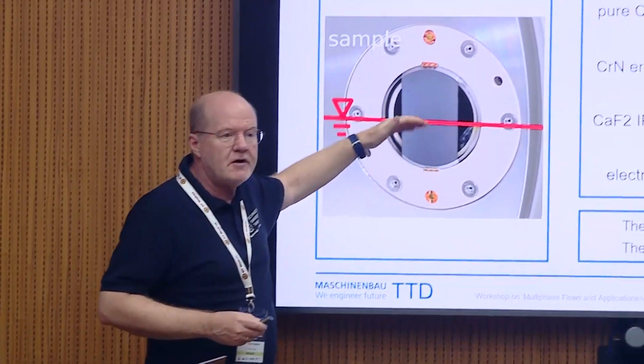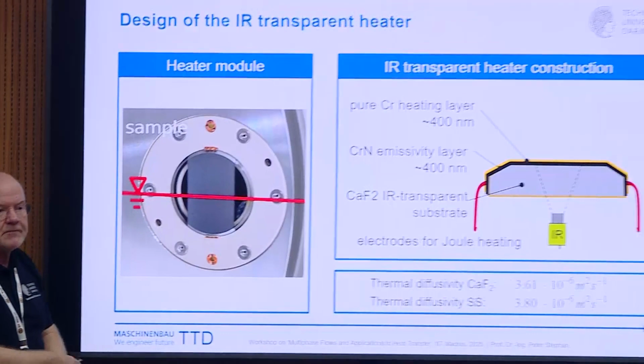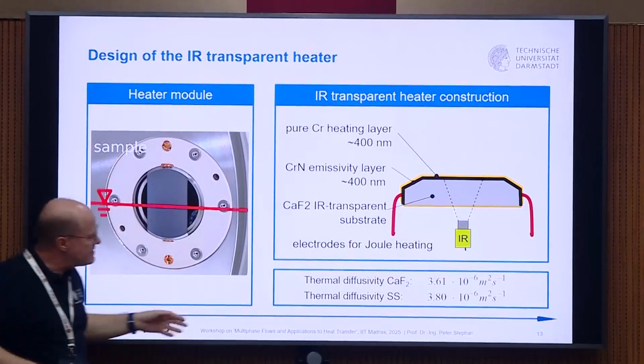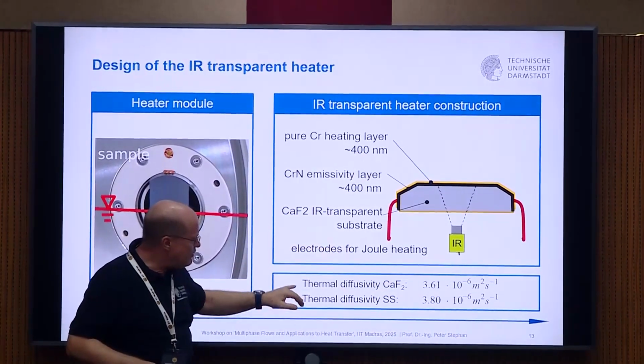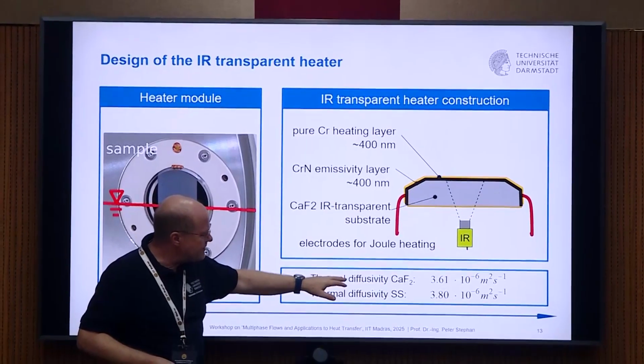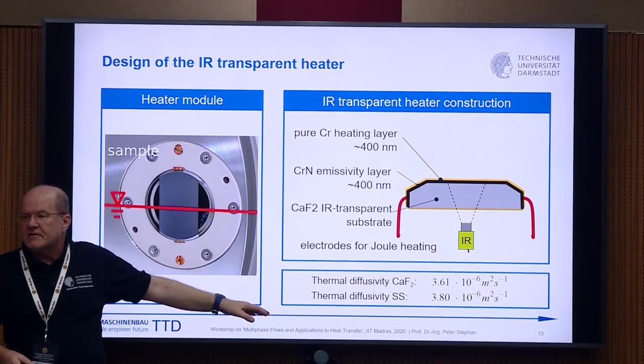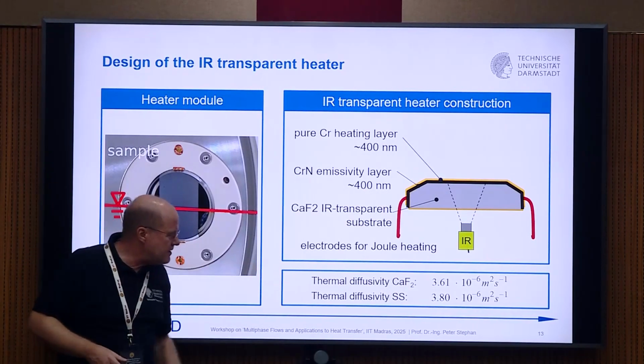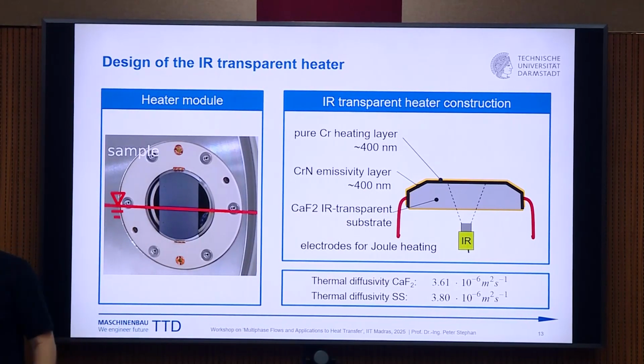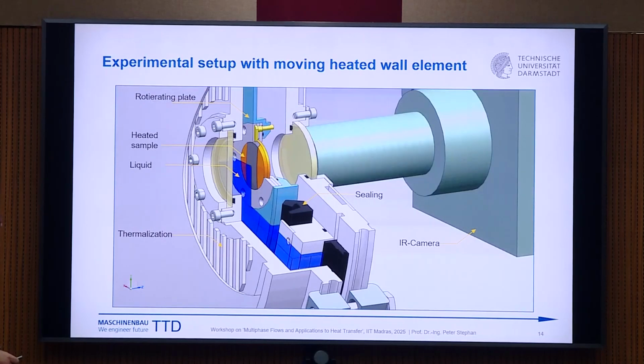And we are able to observe the temperature profile on this heated plate. And the nice thing is that the thermal properties of this calcium fluoride glass are very, very similar to stainless steel. So using this infrared transparent calcium fluoride glass means we are close to an application with stainless steel. So we're not far away from application problems.